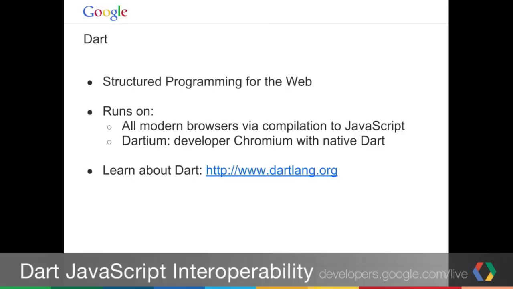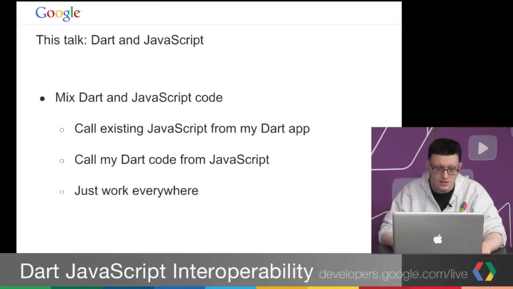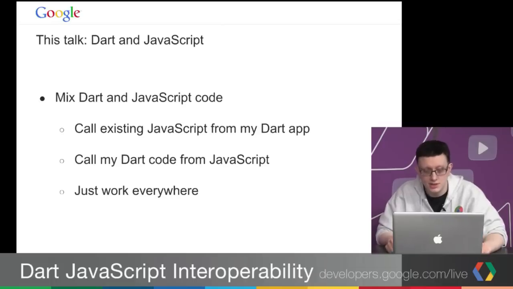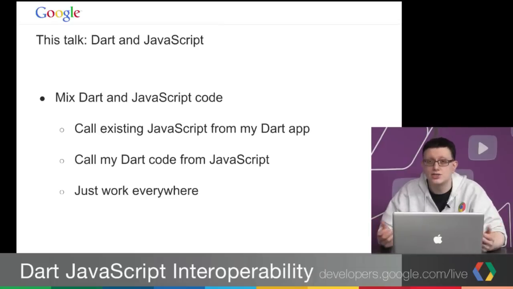I'm not going to talk a lot in this presentation about Dart itself. You can get a lot of general information at Dart at dartlang.org, so please take a look there. In this talk, I'm going to be talking about Dart and JavaScript. So as I said just before, Dart compiles to JavaScript that lets us run Dart applications on all existing browsers.